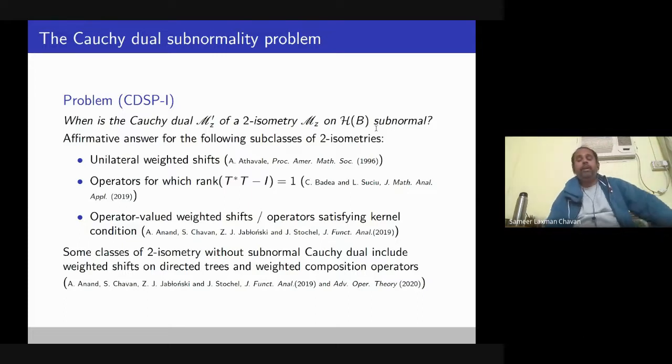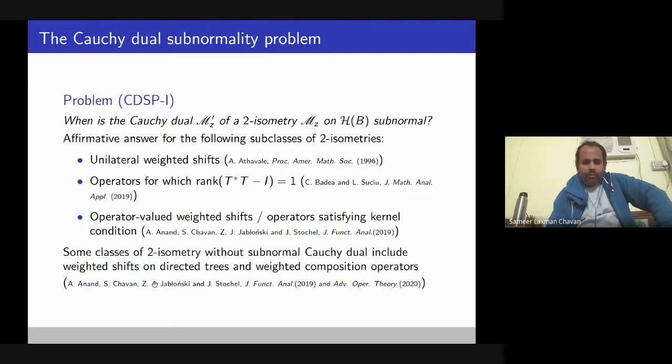So we'll not get into those, but let me just tell you some developments. In the case of unilateral weighted shifts, Athavale has solved this problem affirmatively. This is a 1996 paper in Proceedings of the AMS. For the rank 1 case, namely when the rank of T*T minus I is 1, it is a result of Chavan, Trivedi and Sholapurkar in JMAA in 2019. And for operator weighted shifts, it's work with Anand, Jablonski, and Stochel in JFA in 2019.